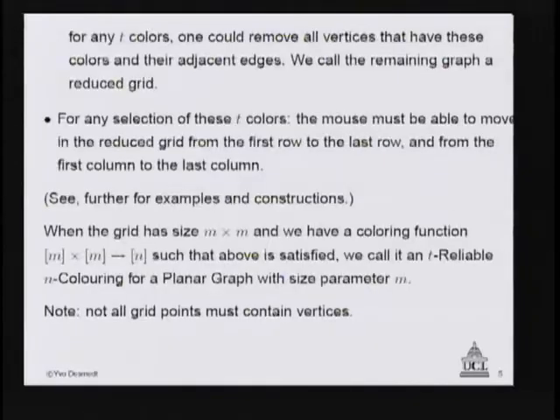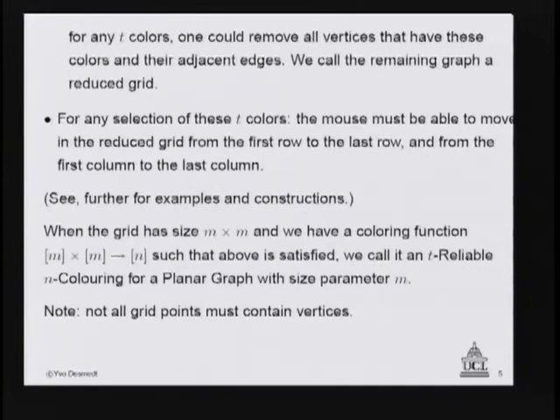And what we then want is that the mouse can still move from the top of the maze to the bottom of the maze, and from the left of the maze to the right of the maze. And that for any T possible colors that have been removed. And the size of this grid will be an M by M grid, and we don't require that there are actually nodes on each grid point.